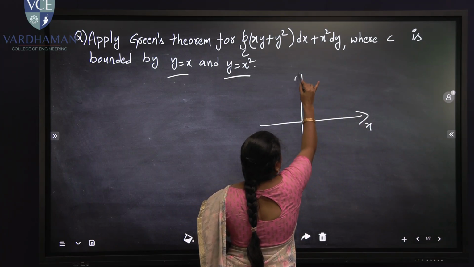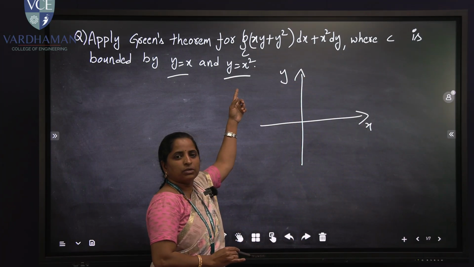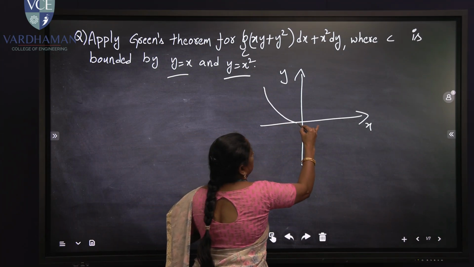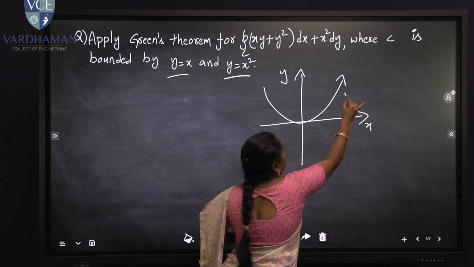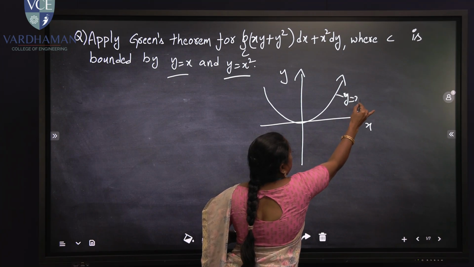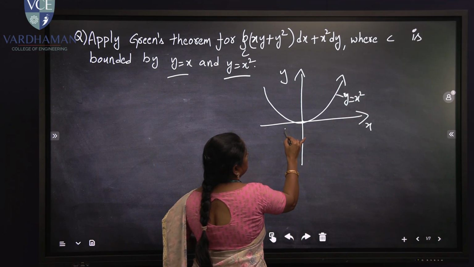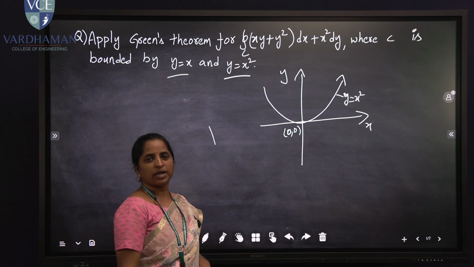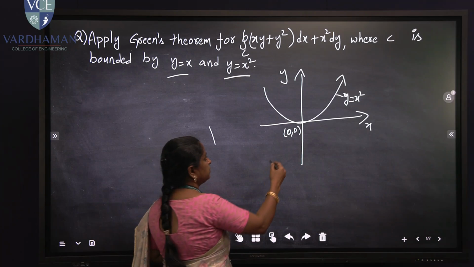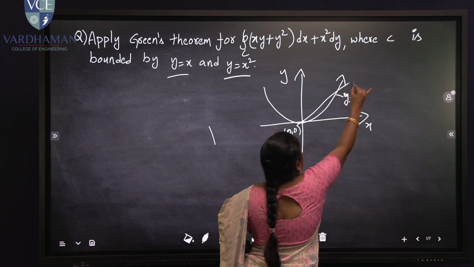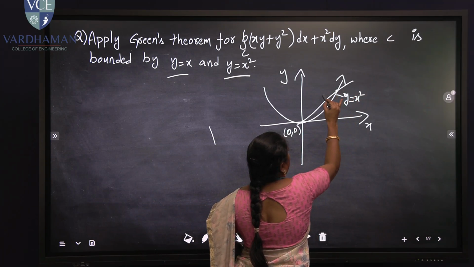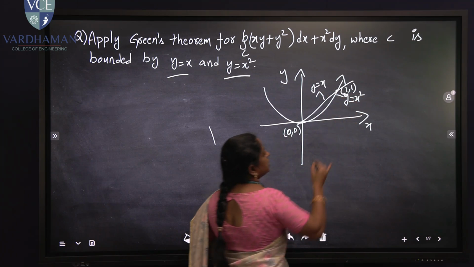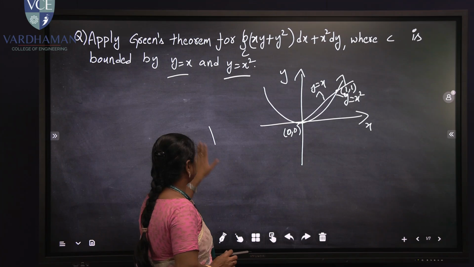So this is the x axis and this is the y axis. y equal to x square is a parabola, so it will come like this. So this is y equal to x square, and here is 0 comma 0. And next, y equal to x is a straight line from the origin. So here is the intersecting point. This is y equal to x. So 1 comma 1 is the intersecting point.